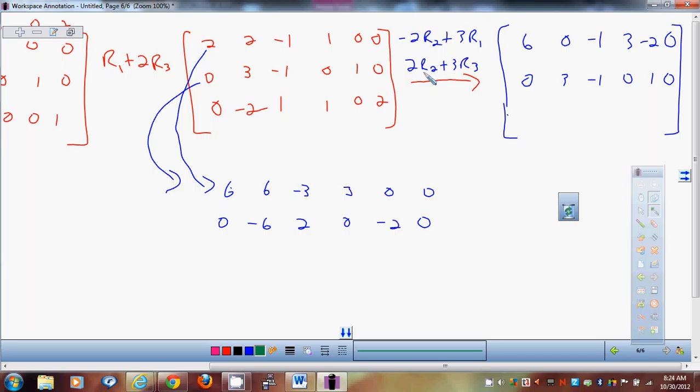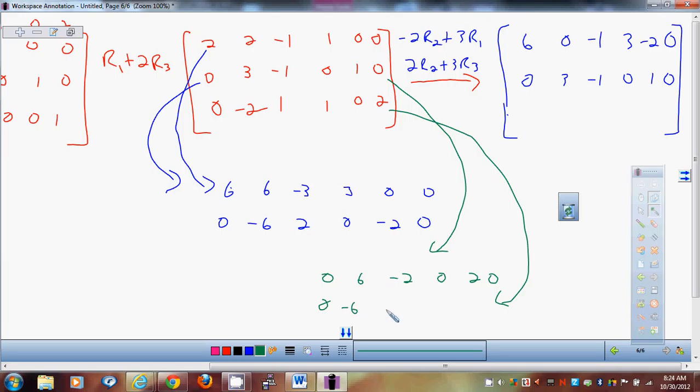Now, 2 row 2 plus 3 row 3. I'll do those over here. 2 row 2 is going to be 0, 6, negative 2, 0, 2, 0. 3 row 3 is going to be 0, negative 6, 3, 3, 0, 6. That's the bottom row times 3. Adding those together, you get 0, 0, 1. Ooh, it looks like at least the last column's not going to be bad at all for us. 3, 2, 6.